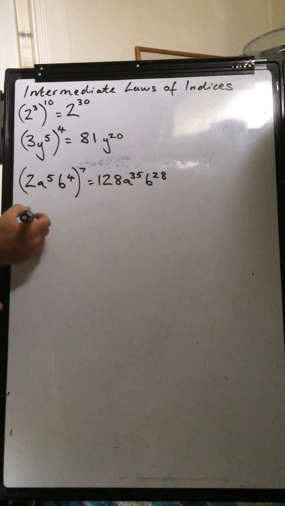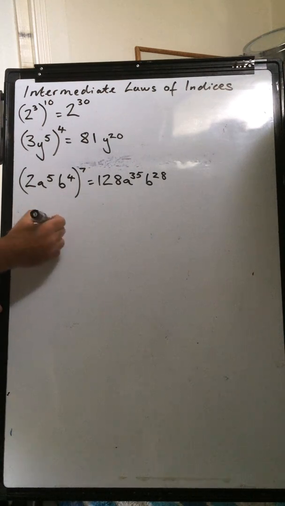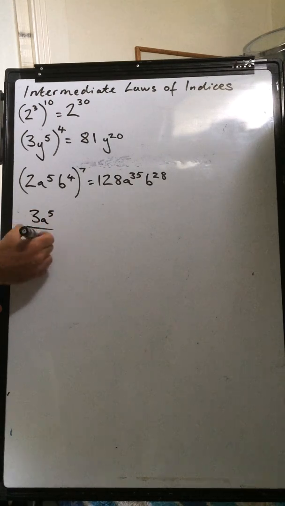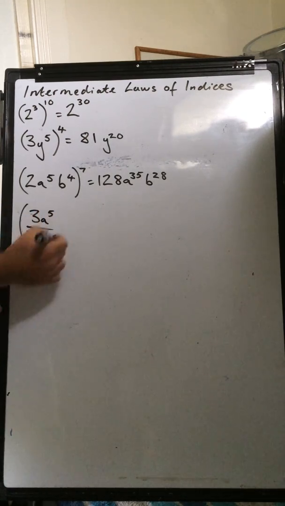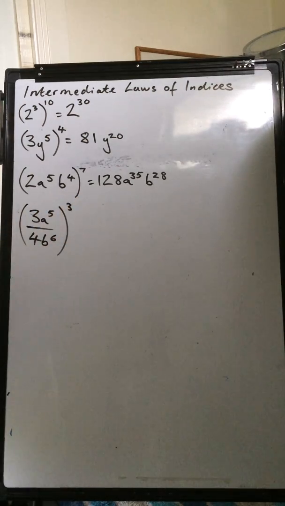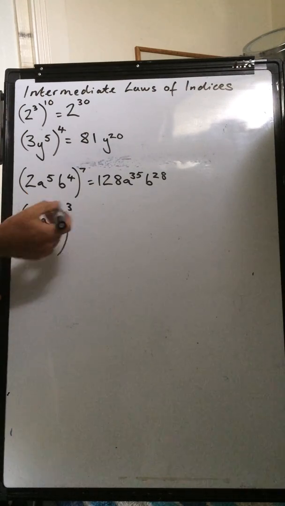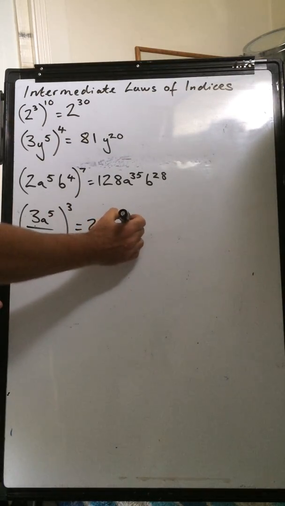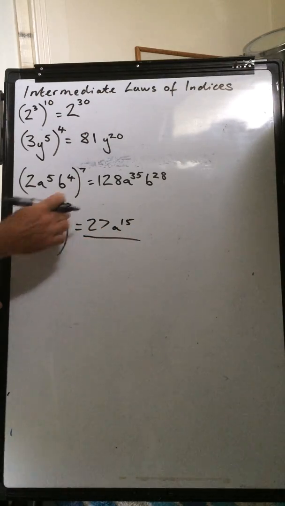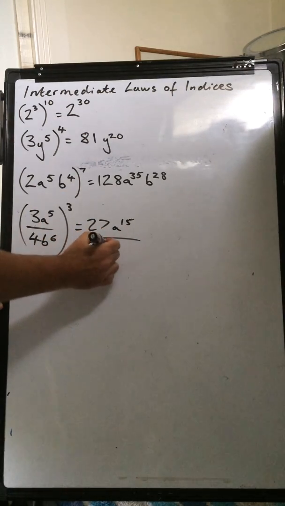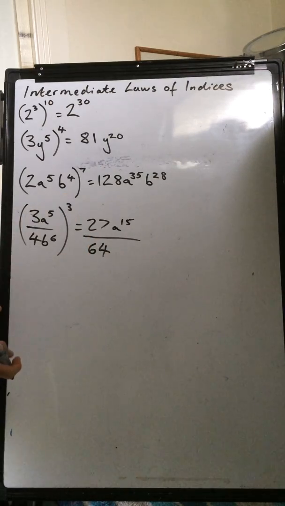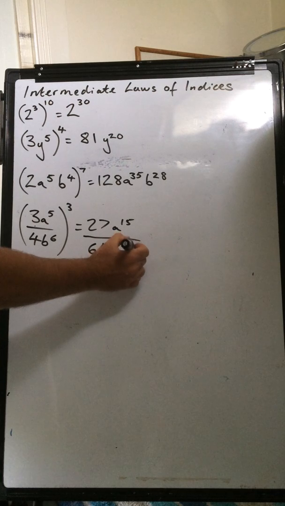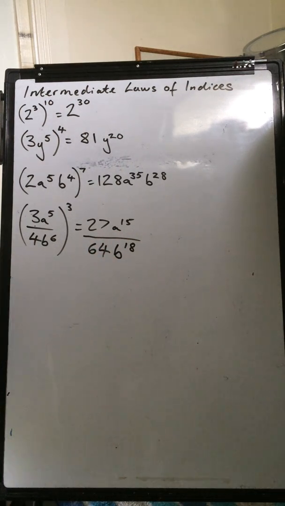And we can do other things. We can write 3a to the 5 over 4b to the 6, all to the 3. Again, everything is to the power of 3. So this is going to give us 3 to the 3, 27. a to the 5 to the 3, a to the 15, over 4 to the 3, which we can work out on our calculator, 64. b to the 6 to the 3, that's b to the 18. Easy. So that's a really good way of using raising powers to powers.